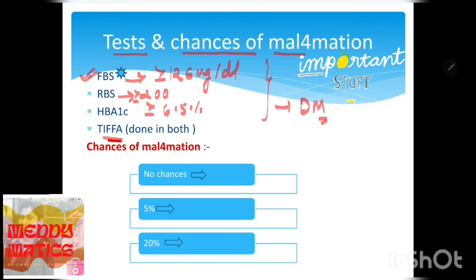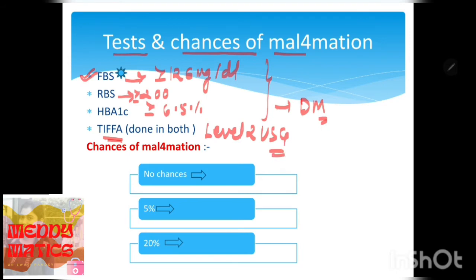And TIFFA is targeted imaging. This targeted imaging is a level 2 USG for fetal anomalies, usually done at 16 to 20 weeks of pregnancy, and it is a must-do USG.